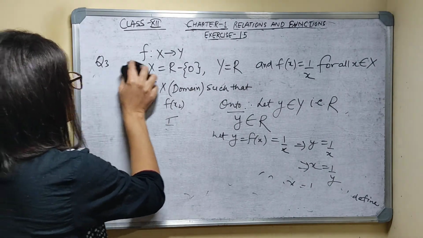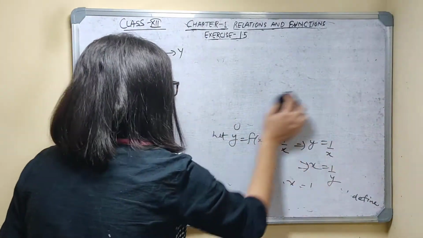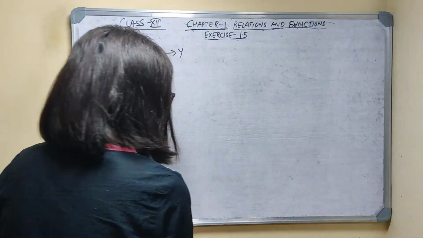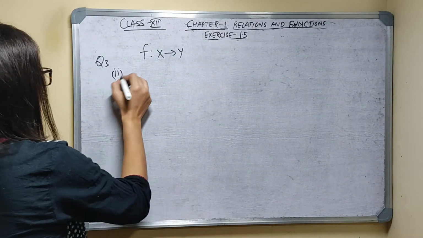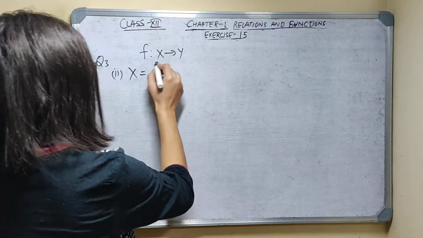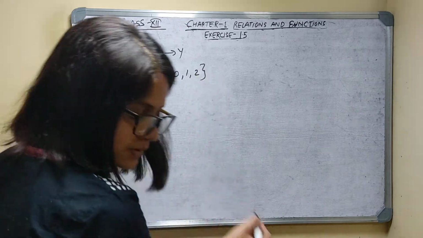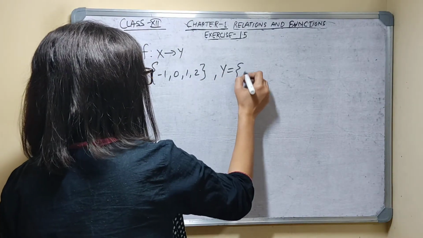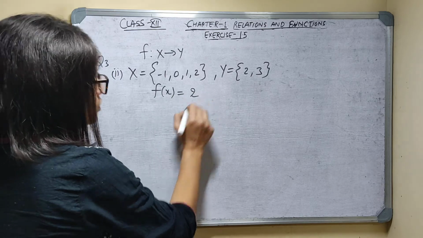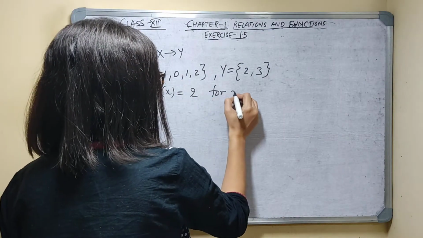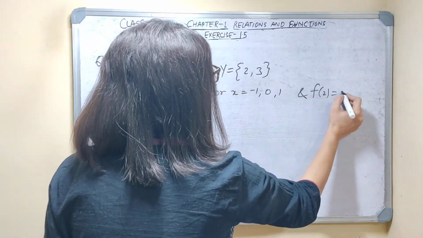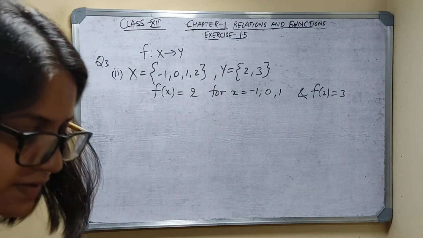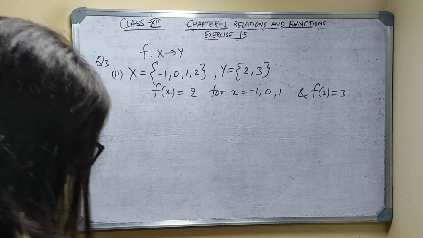Now the second part you can see. X is equal to {minus 1, 0, 1, 2}, Y is equal to {2, 3}, and f(x) is equal to 2 for x equal to minus 1, 0, 1, and f(2) is equal to 3.